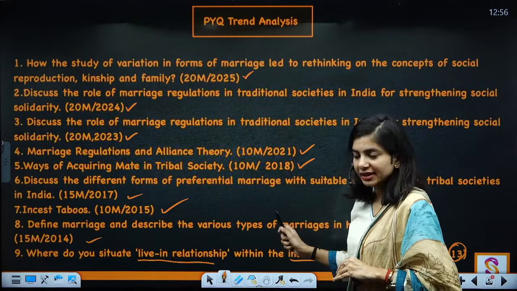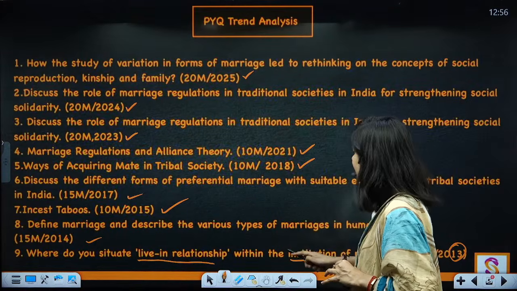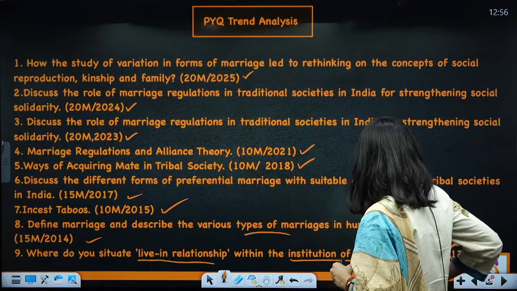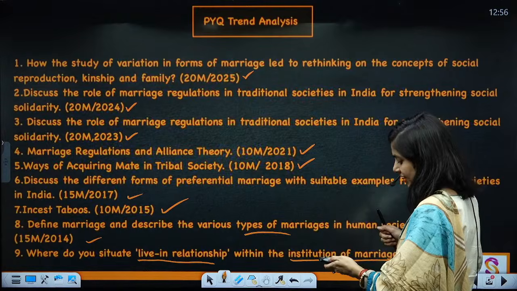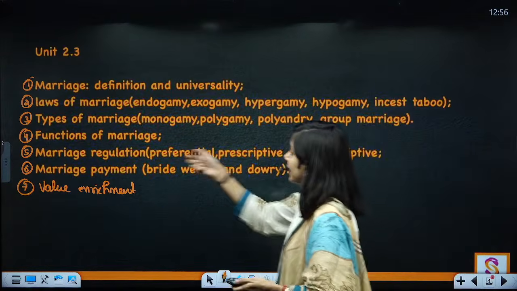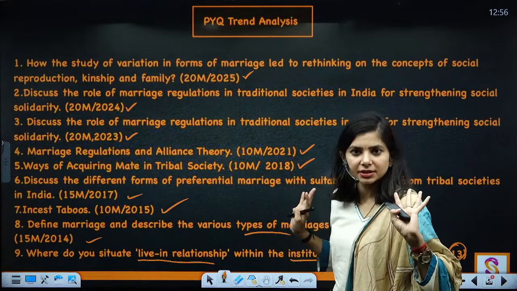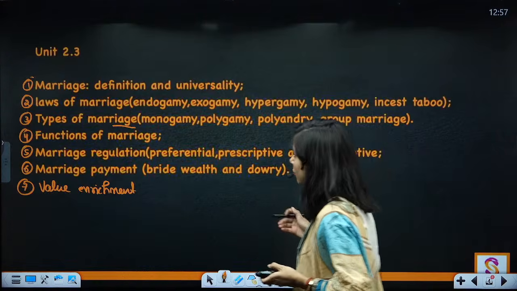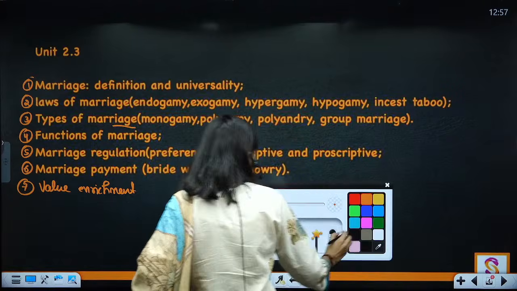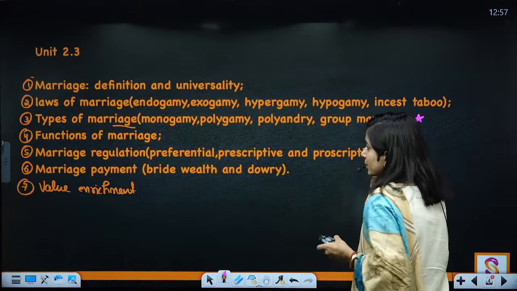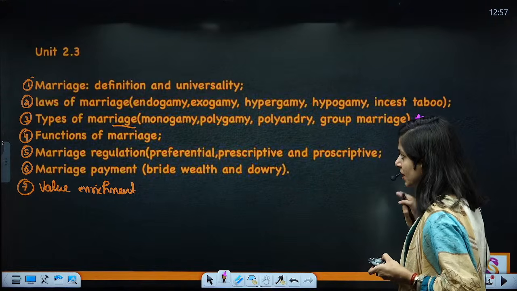Okay, now next question: define marriage and describe the various types of marriages in human societies. See, in the syllabus they had mentioned the types of marriages, and in the year 2014 direct questions came from the type of marriage. So from here, what we are going to do is create a star, meaning from the type of marriage they had asked the question.